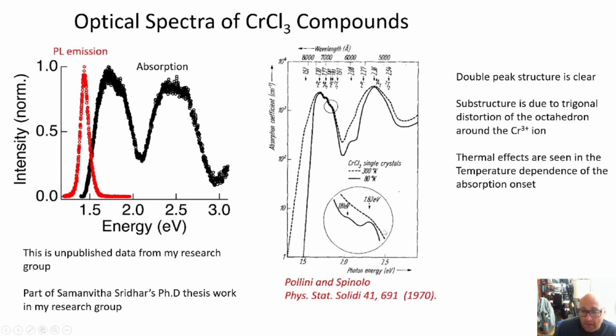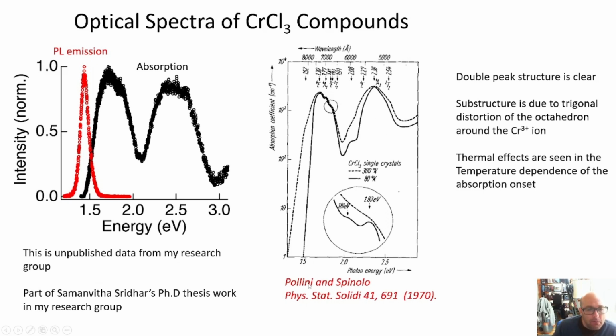We can go back to 1970 and see the absorption spectra. This may have been one of the first ones published for chromium trichloride solids, again, where you can see these broad absorptions with the double peak structure.